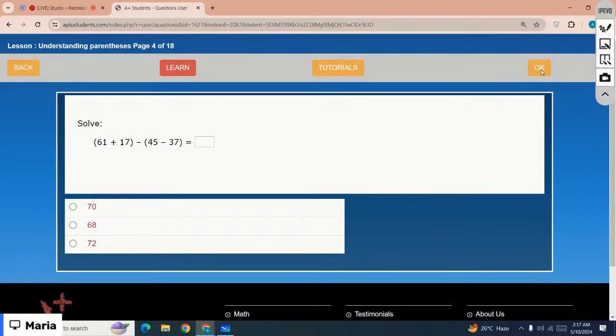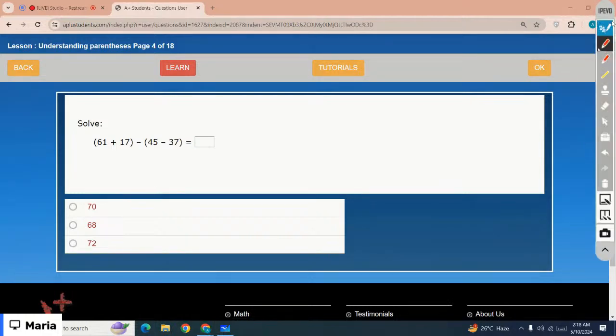61 plus 17 minus 45 minus 37. That's the one we did in the tutorial, right? You have to solve both the parentheses, right? So 61 plus 17 is 78, minus 45 minus 37 is.